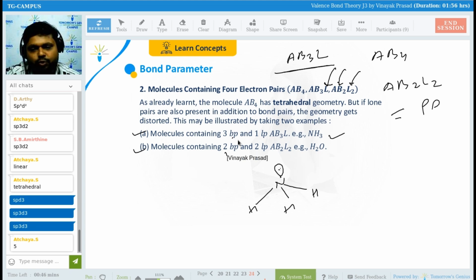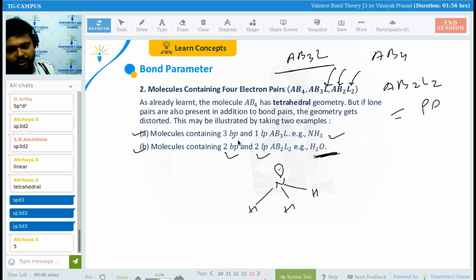In the case of two bond pairs and two lone pairs, that is the case of water. Getting my point, everyone? See, how many valence electrons does oxygen have in water? 6. Yes or no? Please say. Total number of electrons in the valence shell of oxygen is 6. And S2 is there, right?